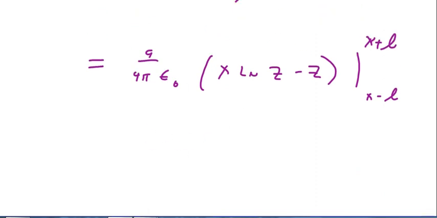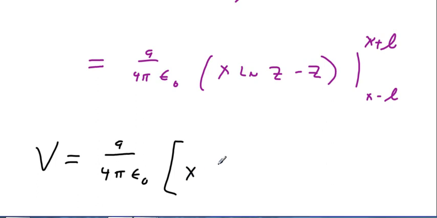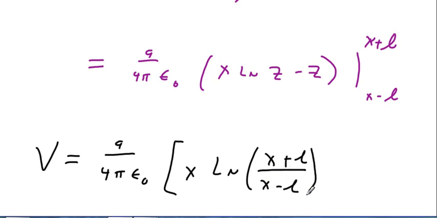Alright, so we're ready to write down our final answer. Voltage on the x-axis is going to be a over 4 pi epsilon naught times x natural log of (x plus L) over (x minus L), minus 2L. And this is for x greater than L.